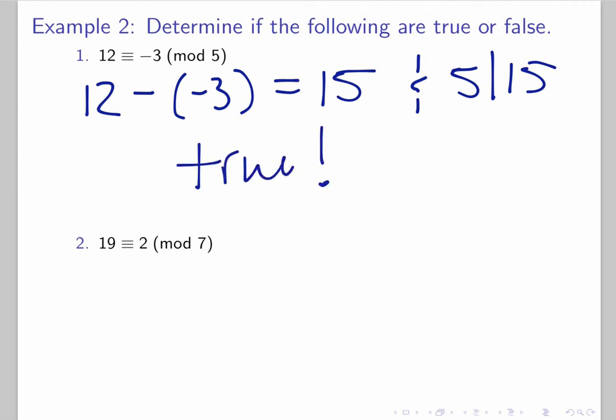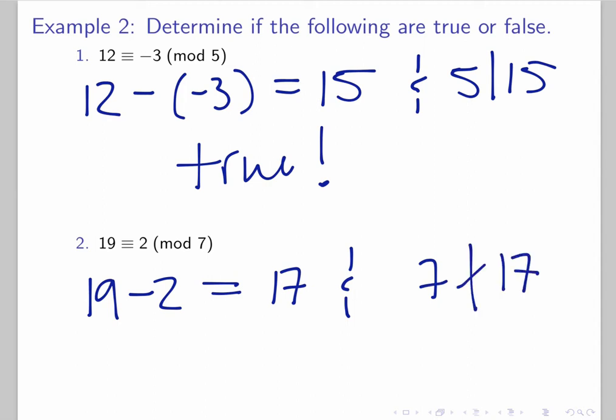If we look at the next one, is 19 equivalent to 2 mod 7? Well, that's really asking us, does 7 divide into 19 minus 2? And 19 minus 2 is 17, and 7 doesn't divide into 17, so that equivalence is false. So 12 is equivalent to negative 3 mod 5, and we talked about why, and 19 is not equivalent to 2 mod 7, and we talked about why.